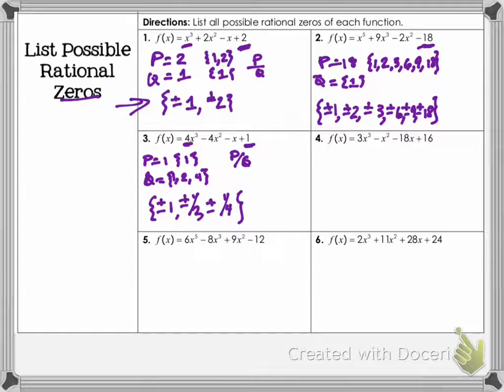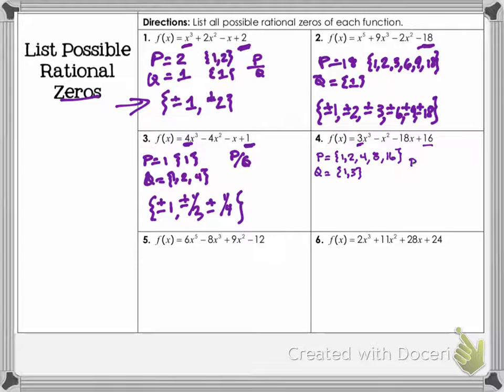Okay, this one's going to have more, so I'm going to try to write smaller. Let me make this smaller, and erase that stray mark. Okay, so here we go. This is P, 16. So the factors of 16 are 1, 2, 4, 8, and 16. And the factors of Q, Q is 3, are 1 and 3.